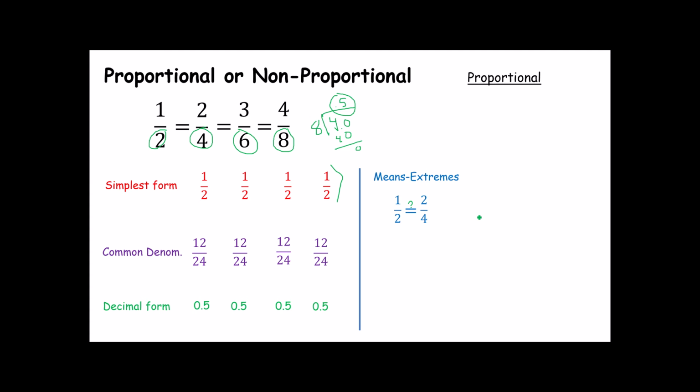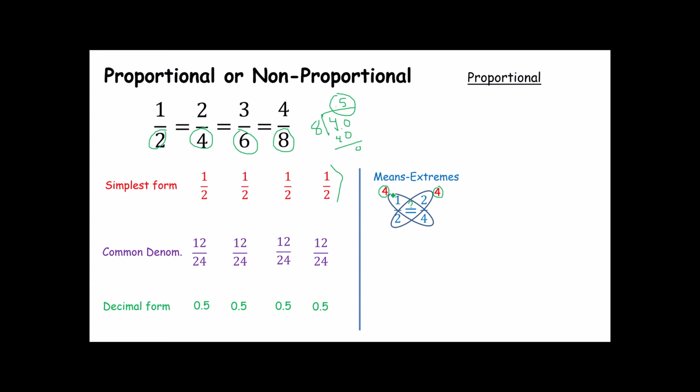If I want to know if they are equal to one another, all I have to do is multiply diagonally. 1 times 4 is 4. And multiply diagonally, 2 times 2 is 4. And then compare the products. That's the means extremes property. It says if two ratios are the same, if two ratios are proportional to one another, their cross products will be the same.